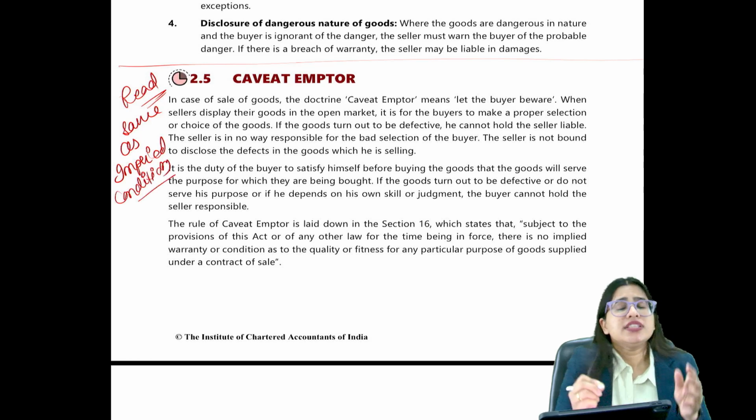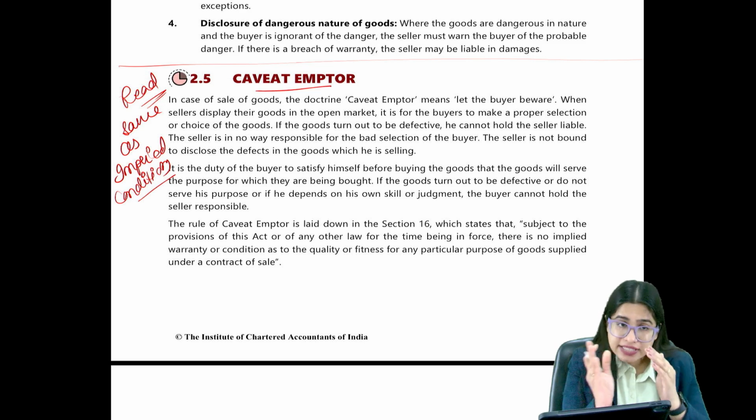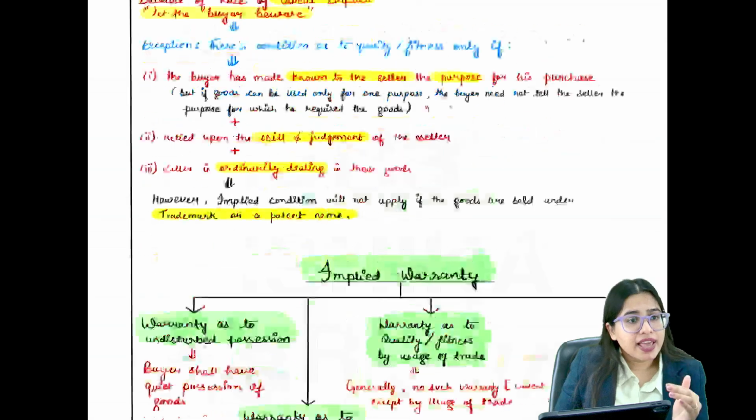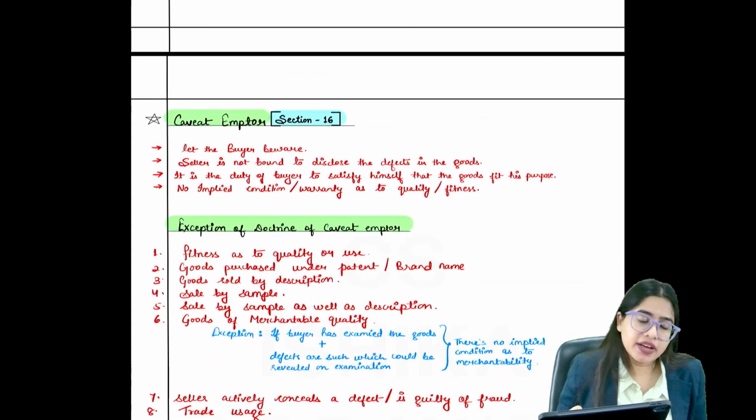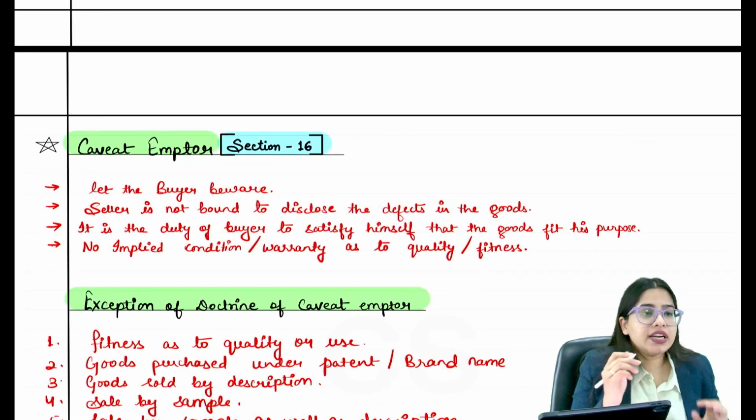I'm telling you, this topic caveat emptor is the same as implied condition. I will explain it from the notes. You can just have a read over it. This topic, caveat emptor. We will understand this in very detail.